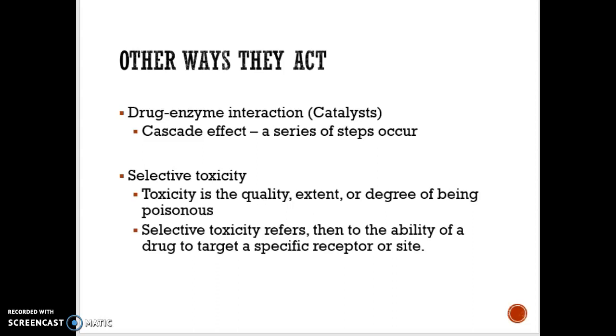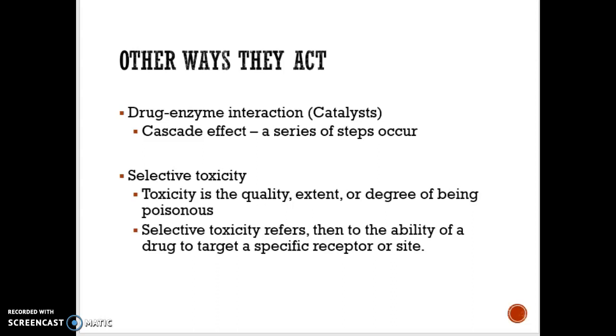Other ways that drugs can act are through drug enzyme interactions. We can have them as a catalyst, which causes a cascade effect. We'll start to examine this in more depth when we talk about anticoagulation, where there is a series of steps that occur. It's kind of like if you set up a set of dominoes on their end and you knock one down and they have this cascade effect.